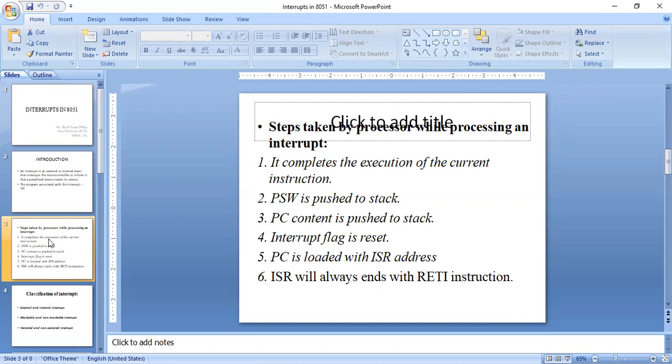Once it requests the microcontroller for its service, the interrupt flag will be set. Once the microcontroller does all these things, that is step 2 and step 3, the PSW data is pushed to the stack and the PC content is pushed to the stack. The flag is reset. That is the fourth step.